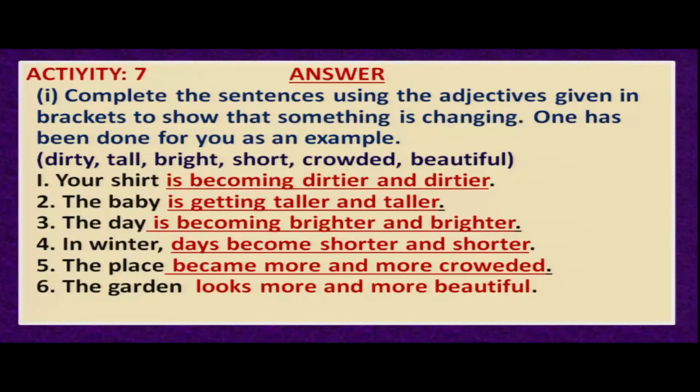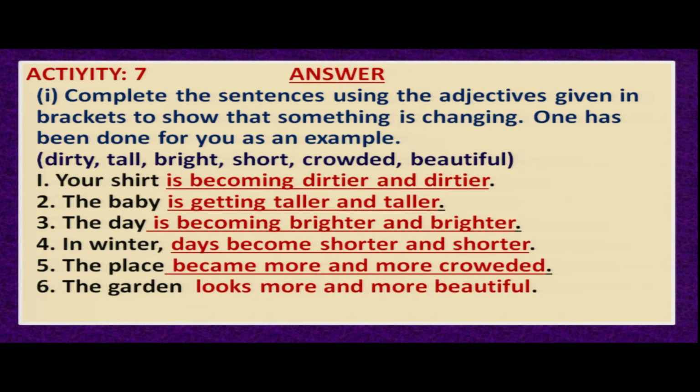You just see, your shirt is becoming dirtier and dirtier, right? The baby is getting taller and taller. Situation is changing. His physical appearance is changing. The day is becoming brighter and brighter, right? So bright is the adjective and we can use double comparative degree of adjectives, right? We can repeat that same adjective in the comparative degree.